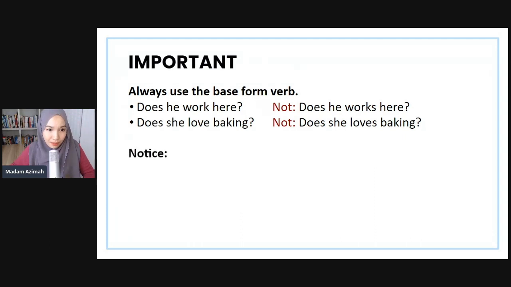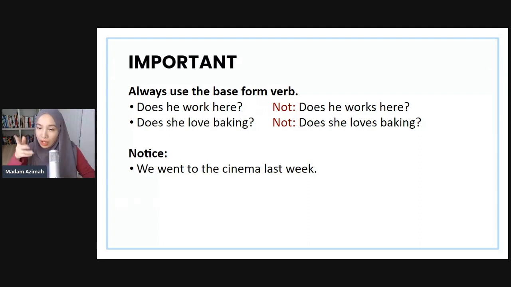Look at this one. This is a statement. We went to the cinema last week. I want you to ask a question. Did. How would you do that? Try it out. I'll reveal the answer, but I want you to think about this one. We went to the cinema last week, and I want you to turn that into a question. Ask a question. Did we what?